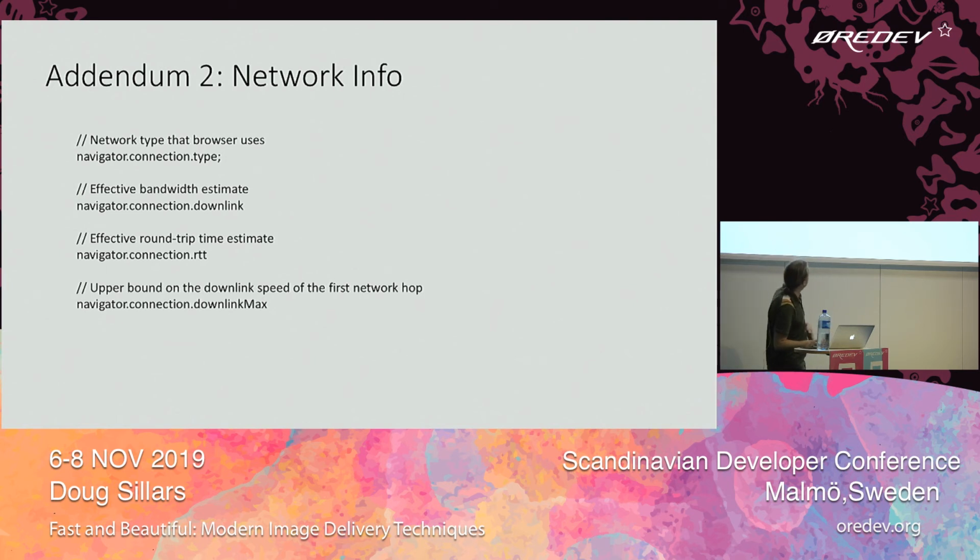So there are these APIs, the Network Info API. And if your customers are on a slow connection, serve them different content to make sure that they still get that great experience, but it doesn't take forever to load.